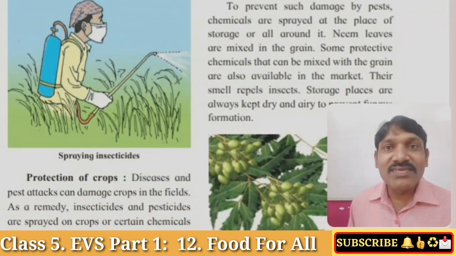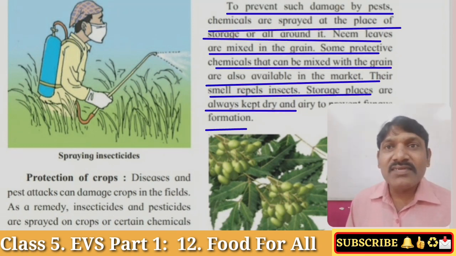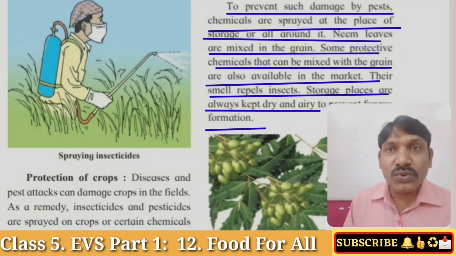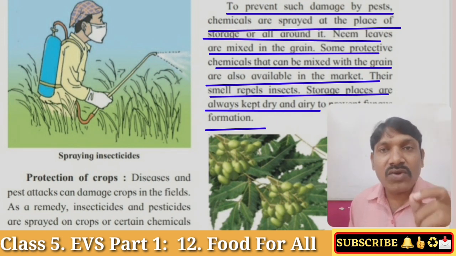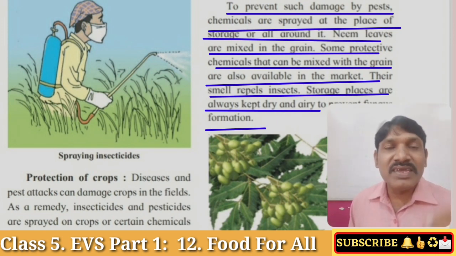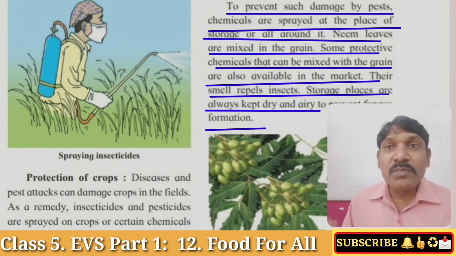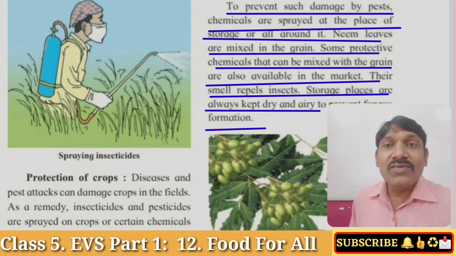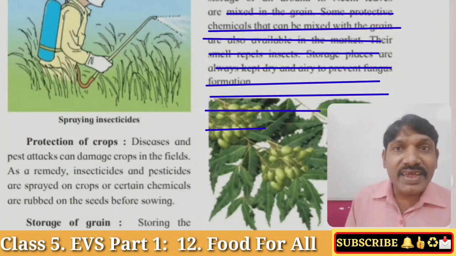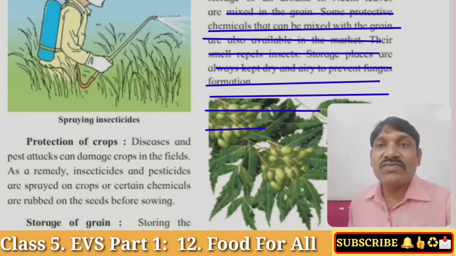Yes student, let's study further. To prevent such damage by pests, chemicals are sprayed at the place of storage or all around it. Neem leaves are mixed in the grains. Some protective chemicals that can be mixed with the grain are also available in the market. Their smell repels insects. Storage places are always kept dry and airy to prevent fungus formation.